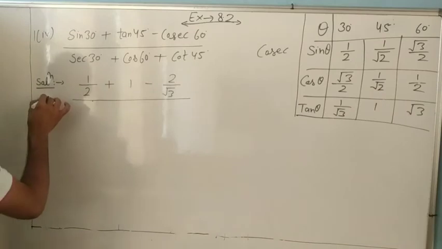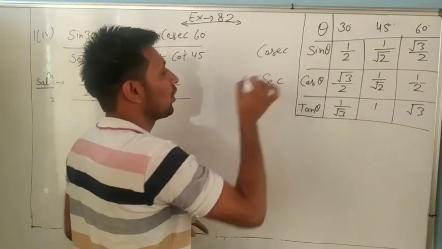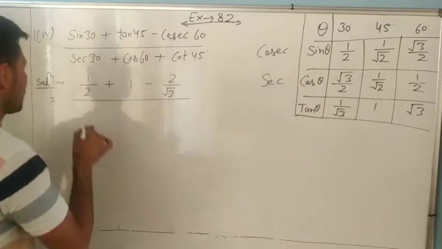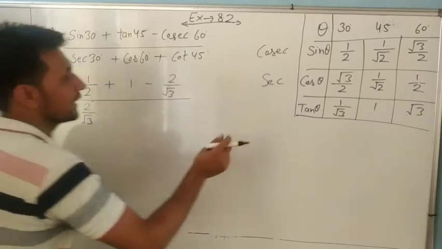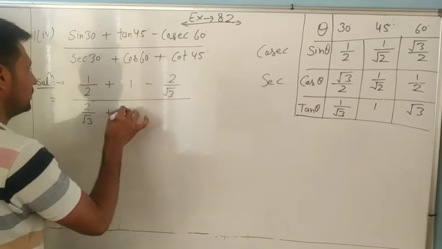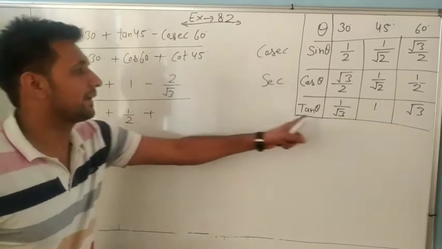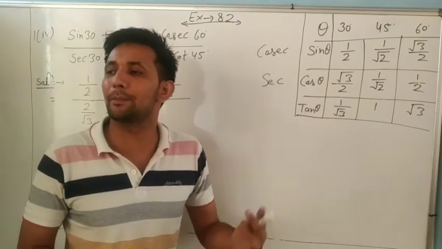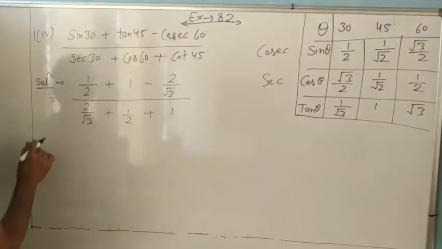Equal to, look at sec 30. Sec is the opposite of cos. Sec 30 is 2 upon root 3. Cos 60 is 1 upon 2. Now plus cot 45. Tan 45 is 1, cot 45 is also 1, the reciprocal of 1.